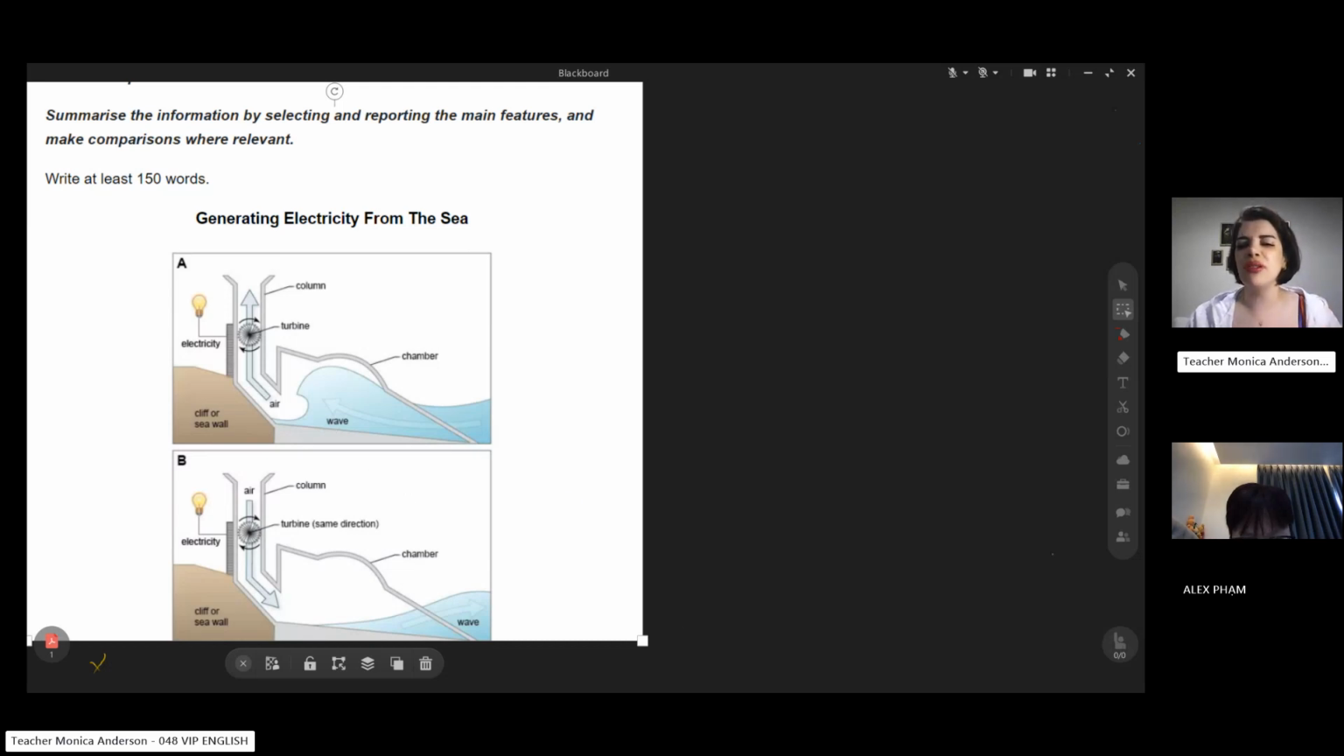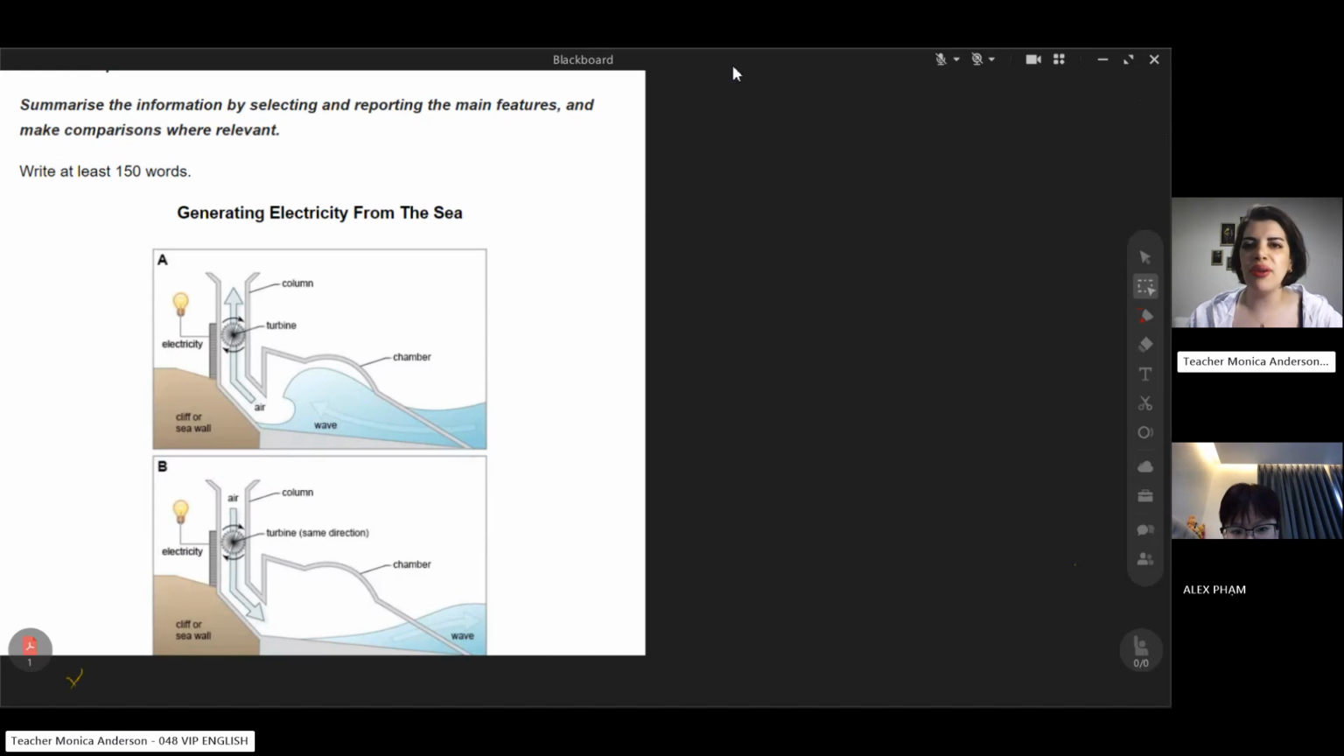So what is the instruction? We need to know how to write about it. The instruction is to summarize the information, report the main features and make comparisons. So what do we need to do? Three things: select, report, and compare. And now let's learn about the structure of writing task 1 for process. As always, like all the diagrams in task 1, charts and diagrams, we have 4 paragraphs. The first one, again, is the introduction.